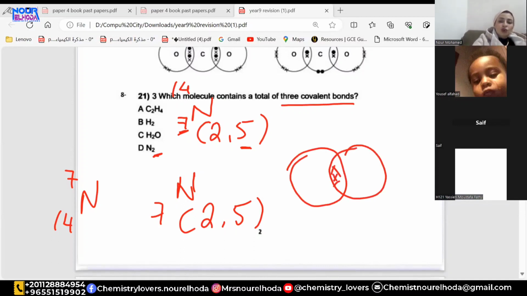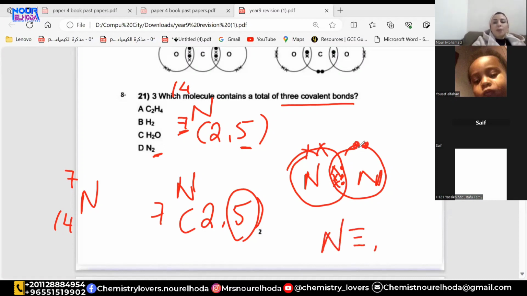One, two, three, one, two, three. So what will happen? Nitrogen with nitrogen. Everyone shared by 3. I was having 5 in the outer shell and I used 3 in sharing. So I still have 2 electrons I didn't use in sharing. That's why I will put them here. This is how you draw the nitrogen.